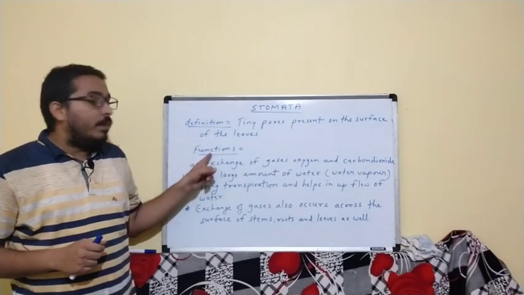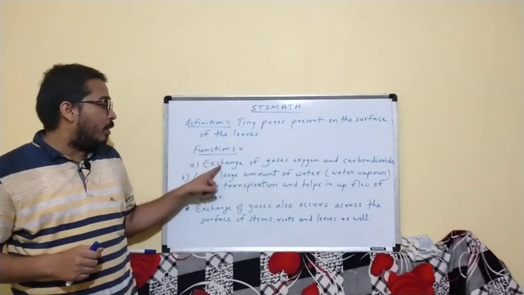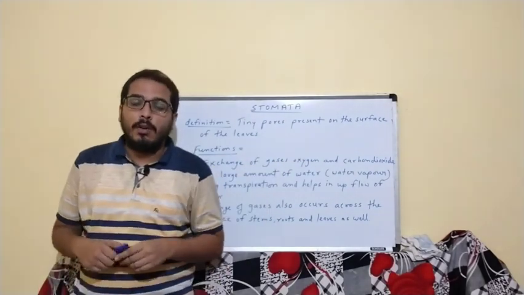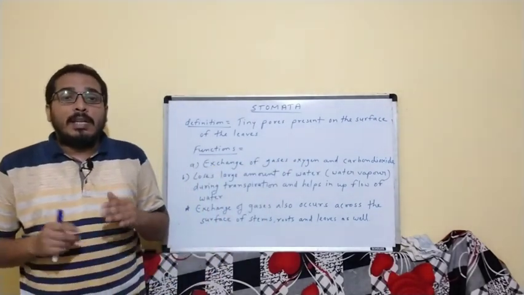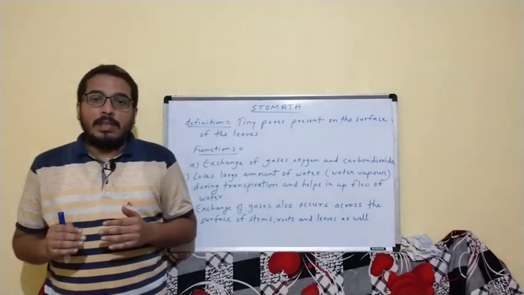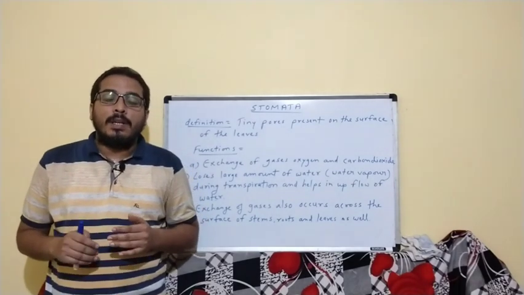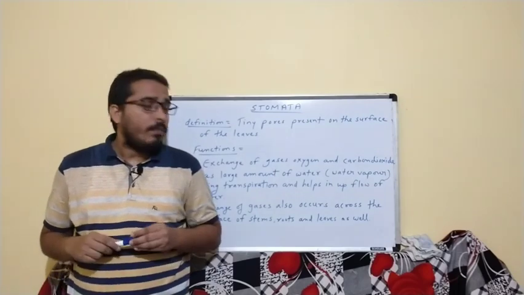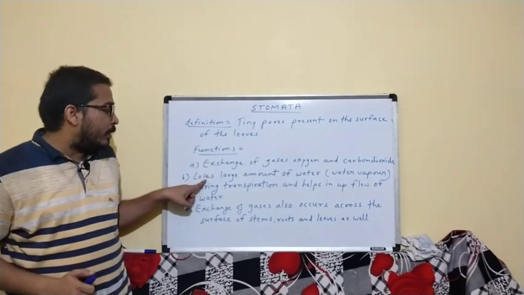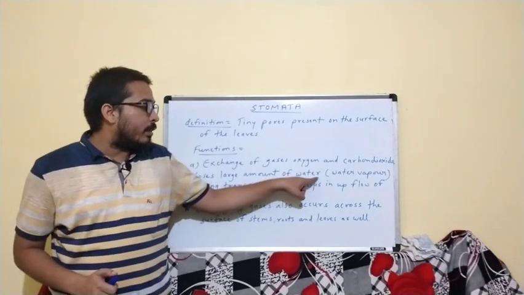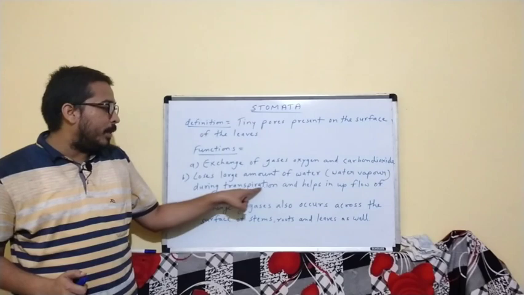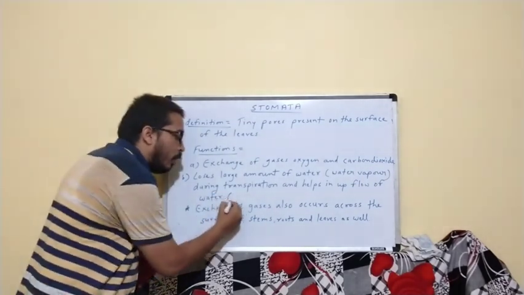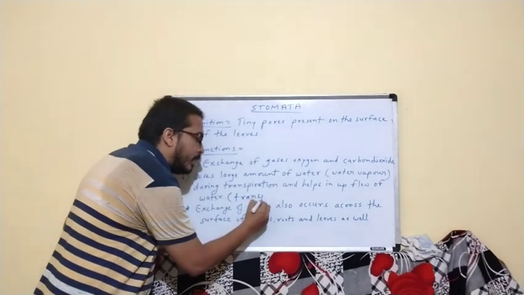And now we will see the functions. First function of stomata is exchange of gases, oxygen and carbon dioxide. I already told you that the exchange of gases between the inside and outside of the plant can be done by the stomatal pore or stomata. Second point is that it loses a large amount of water vapor during transpiration and helps in upflow of water. This process is also called transpiration.